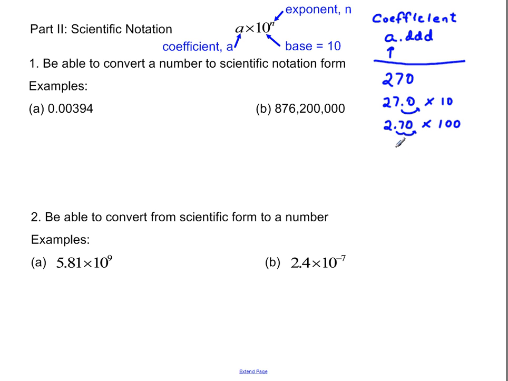Well, 100 is the same thing as 10 to the second power, right? So if we were to rewrite this in a useful way, we might say this is the same thing as 2.7 times 10 to the second. And this is the scientific notation for that number. Our coefficient is 2.7, right? We just have a number followed by one decimal place, times 10 to the second power. And all that means is that we shifted our decimal to the right.